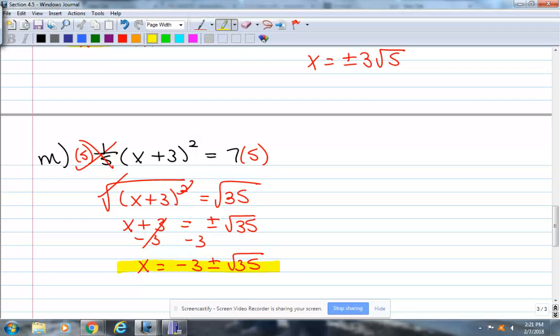Okay. So I know we're so used to getting answers like x = 5 and x = -1/2. That's not going to happen. Our answers are probably going to have radicals in them. All right?